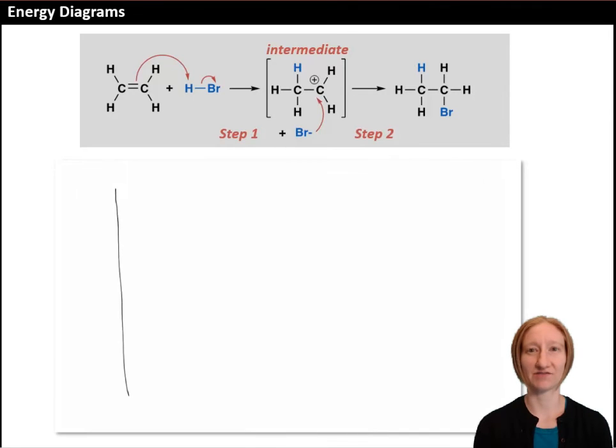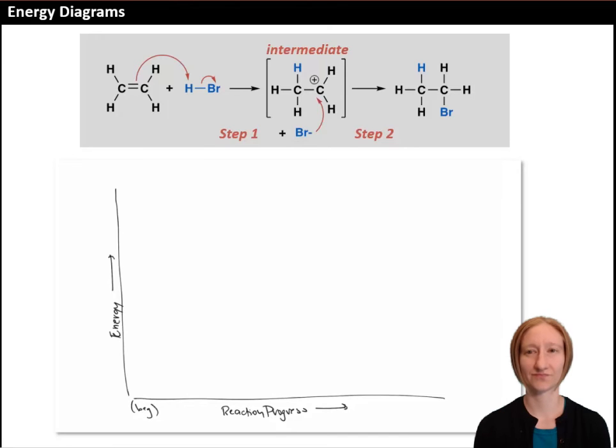The x-axis of the energy diagram is the reaction coordinate, or reaction progress. So the left side is the beginning of the reaction, and the right side is the end of the reaction. The y-axis is the energy of the system. First, I'll just indicate the reactants or starting materials and the products. And there's an intermediate in this reaction, so I'll indicate the energy of that intermediate here.